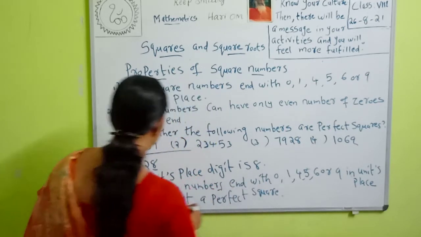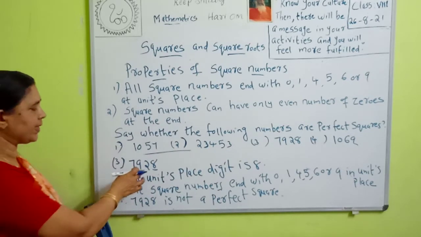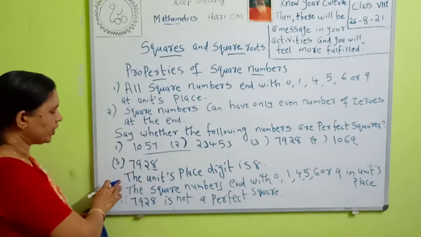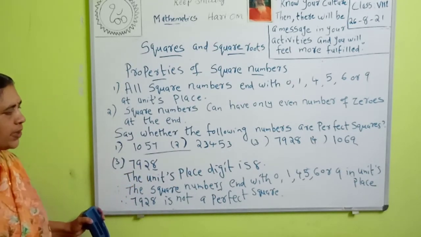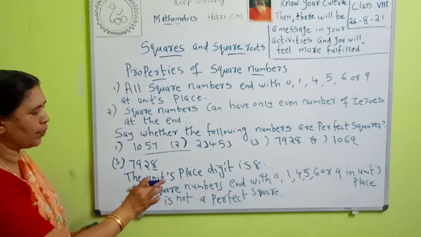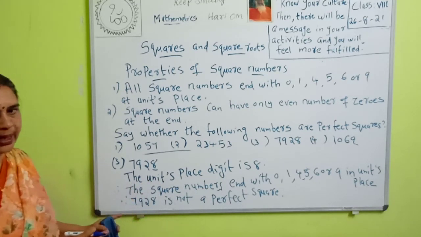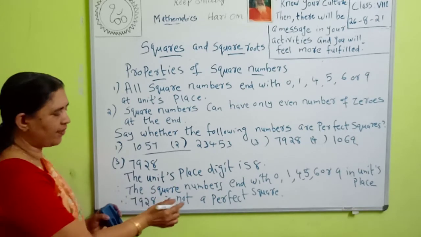So here the units place digit is 8. We know that the square numbers end with 0, 1, 4, 5, 6 or 9 in units place. Therefore 7,928 is not a perfect square.